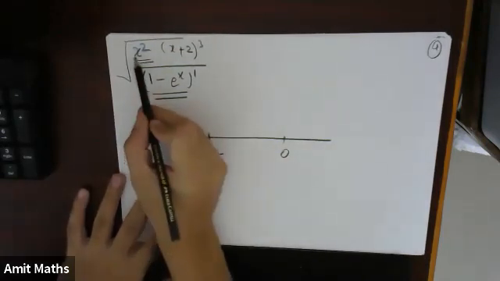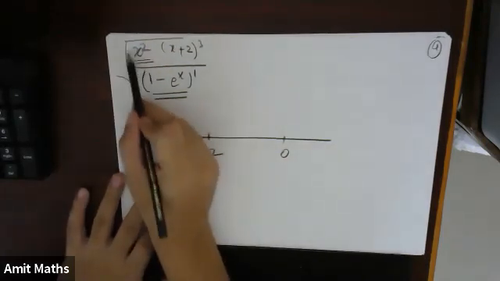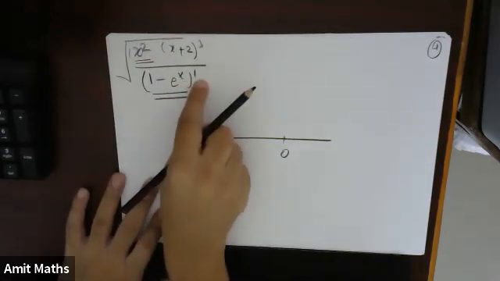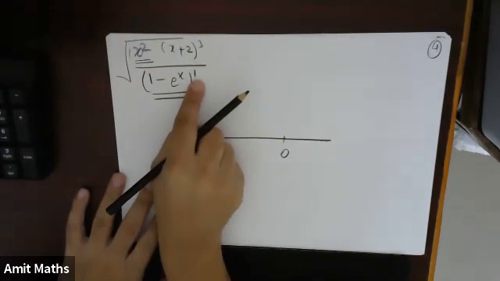Now, the power of the factor in this case is 2, and the power of the factor in this case is 1. So 2 plus 1 will become 3.